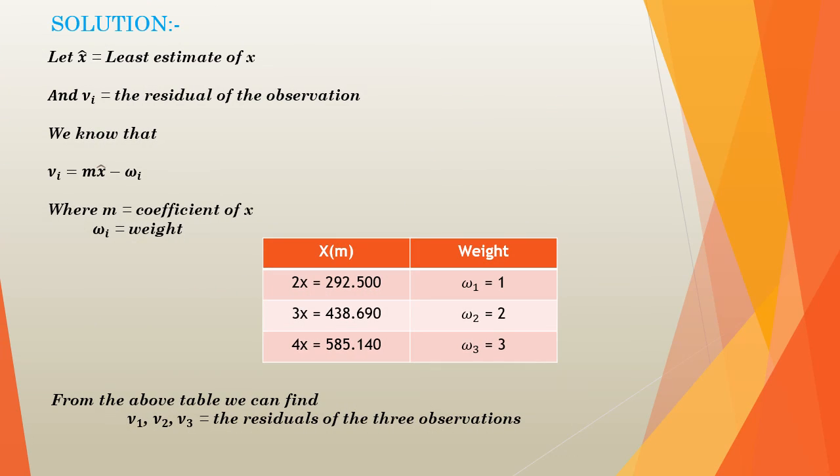After completing the discussion of all the theories and principles needed in the question, let's move to the solution part. Let x cap be the least square estimate of x and Vi the residual of the observations. We know that Vi equals m x cap minus omega i, where m is the coefficient of x, which can be obtained from the question, and omega i is the observed value. So from the table provided in the question, we can find the residuals of the three observations, that is V1, V2 and V3.